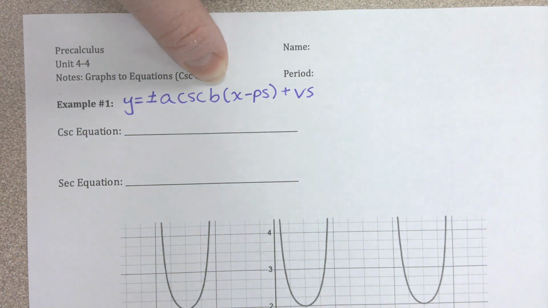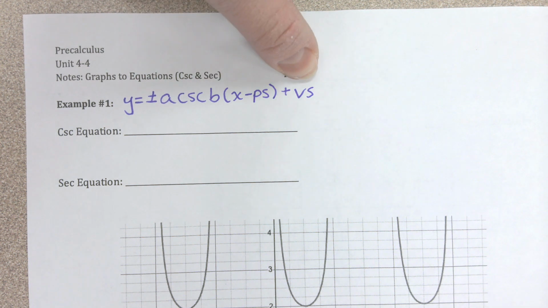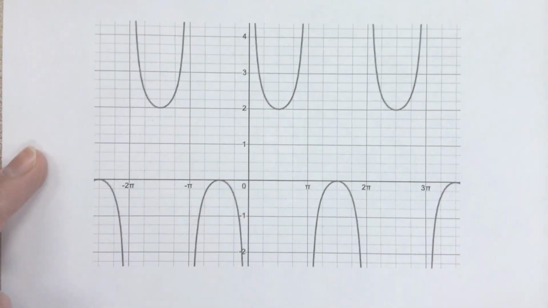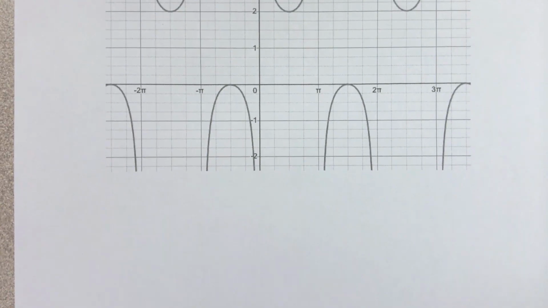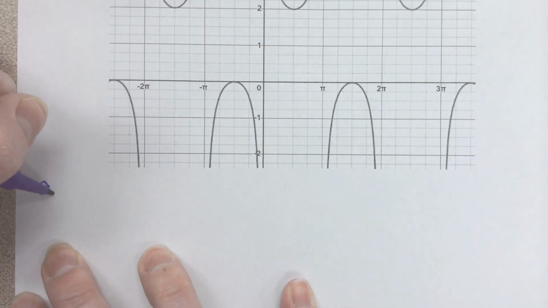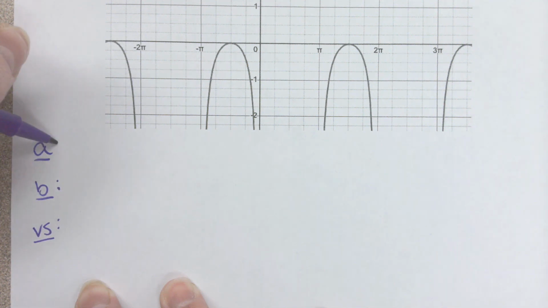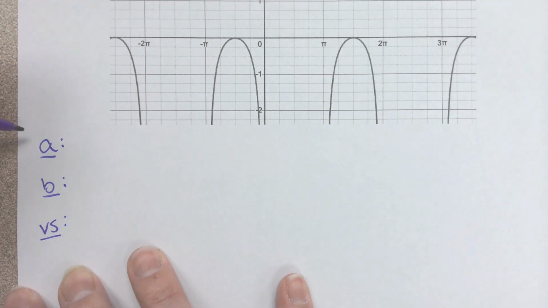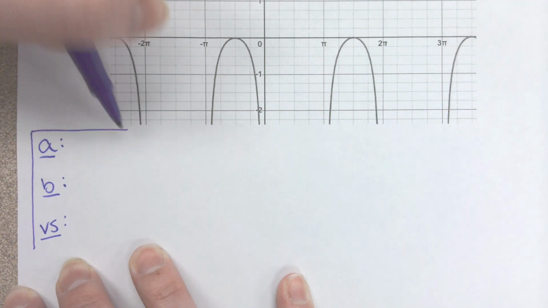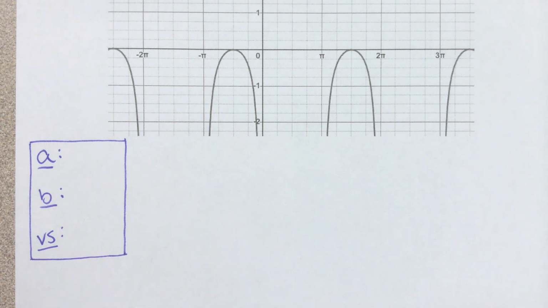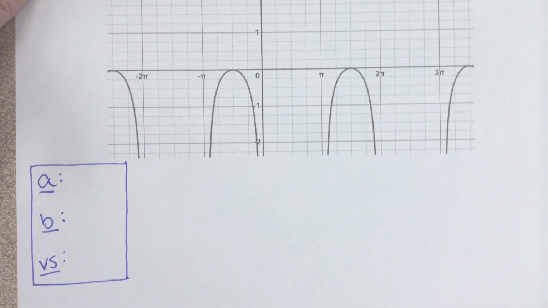B always stays the same. It affects the entire graph. And the vertical shift always stays the same. It also affects the entire graph. So I'm going to find these three things first before I start building my actual equations. These are the must-know items before you get that much deeper. So let's mark up the graph quite a bit.